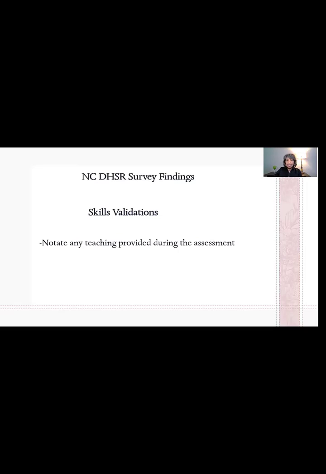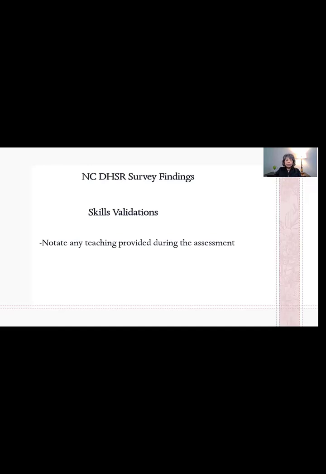On the skills validations, I know when you all do those and when I did them, I was always teaching as I went along, assessing those skills. If I saw that someone was a little bit weak in a skill, or if there was something they didn't remember, or if I had some updated information, I would do some teaching. So during the skills validations, if you are teaching, you may not have a line item in there that says, I taught this or I taught that.